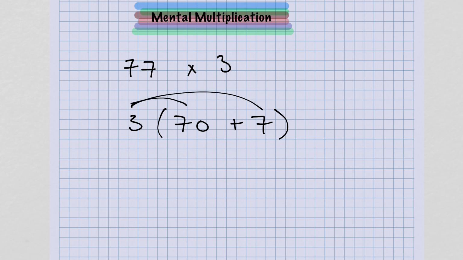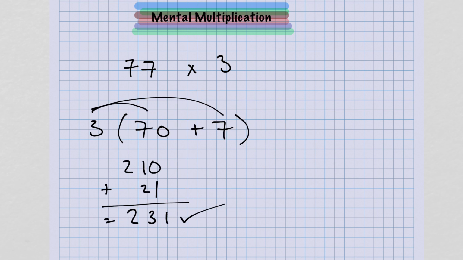So 3 times 70 is 210. 3 times 7 is 21. Boom, there's our answer. This is a really cool idea. I don't know why they don't teach this in school, number splitting. It's really convenient.